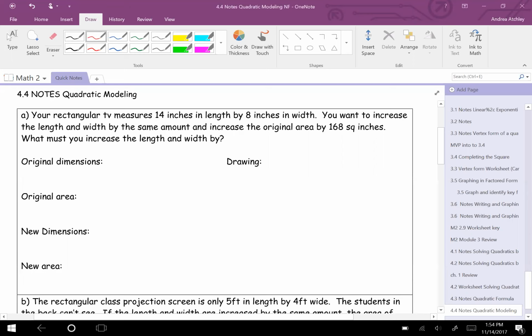Your rectangular TV. Is rectangle a math word? Yes, it is. Let's underline that. Measures 14 inches in length. That's math because it's numbers. By 8 inches in width. Another math thing. You want to increase. Increase is another math word. What operation would increase mean? Yes. Add. Increase means we're adding. We're going to add to the length and the width by the same amount.